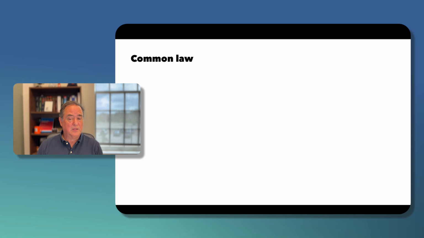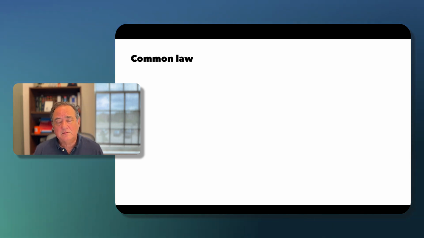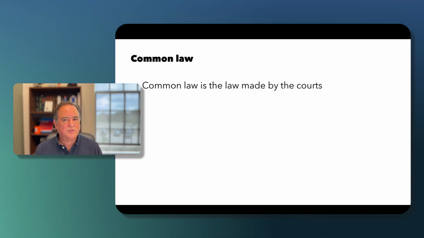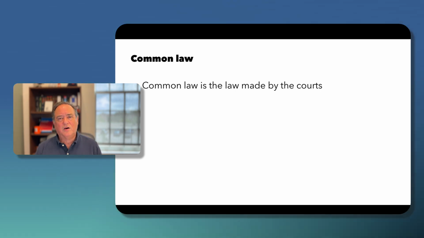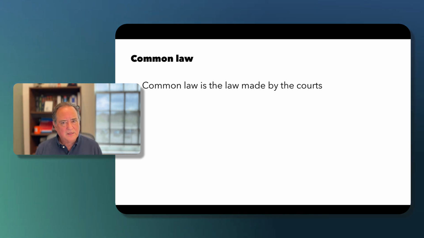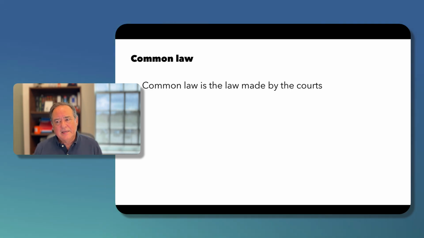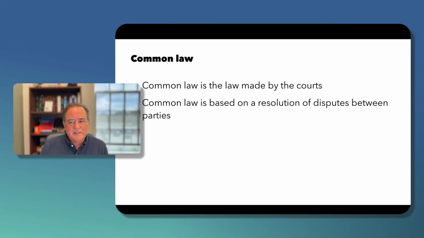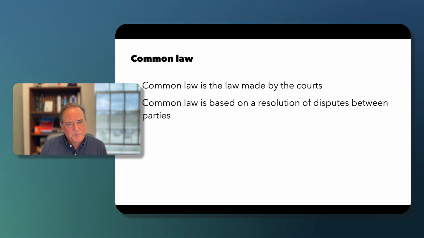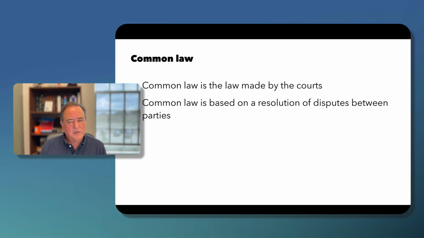Now let's turn to the common law. The common law is the law made by the courts. And yes, courts do make law. Judges make law every day. Now, common law, what makes it unique is that it's based on a resolution of disputes between the parties. So when we cover the procedural aspects of the law, one of the most important aspects is this idea of procedure, the resolving of disputes, the means by which we resolve disputes.